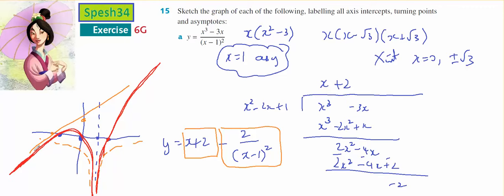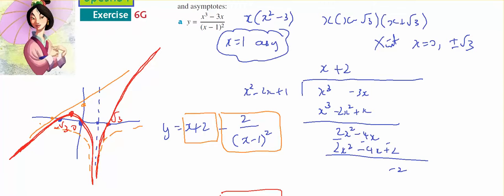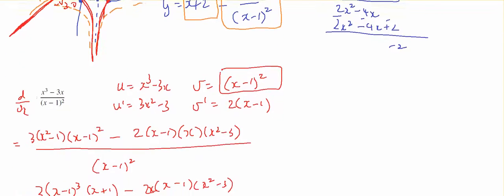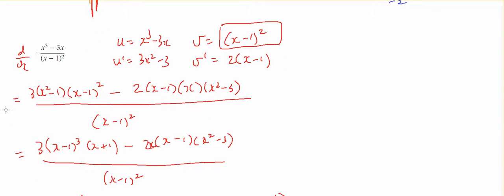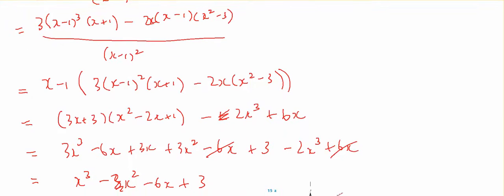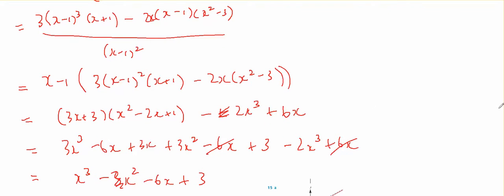It looks as if I have one turning point. I know that's negative root 3, 0 and root 3. I need to find that turning point. So I need to take the derivative to find the turning point. Okay, so I've done that. I've used the quotient rule, and I've only considered my numerator, because if the derivative equals 0 to find a turning point, I can ignore the denominator. But I get this pretty awful cubic that I need to factorise.